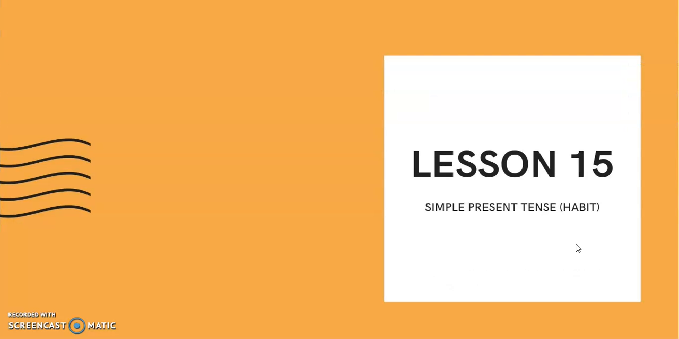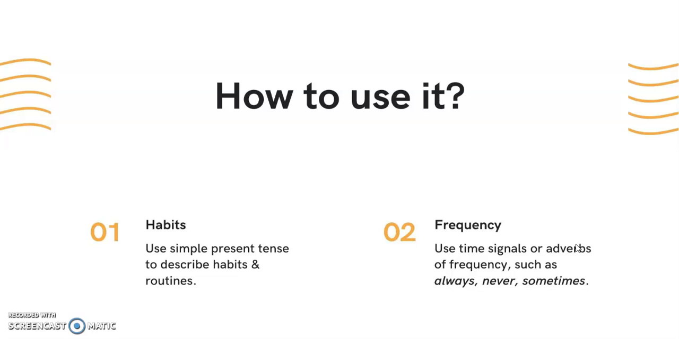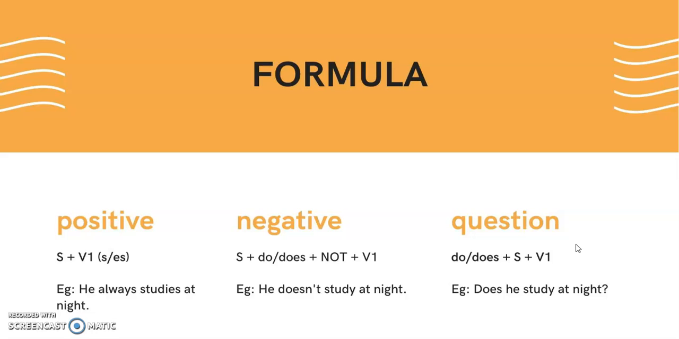Okay, now let's move on to lesson 15. If you have discussed simple present tense in lesson 9, it is about describing conditions, with adjective, adverb, and noun. In this one, you have habit or routine, so you have to deal with a lot of verbs. Simple present is to describe habits or routines, something that happens frequently. And then you also have adverbs of frequency. For example, in this one, you have time signals like always, never, sometimes, once a week, and so on. Now about the formula.